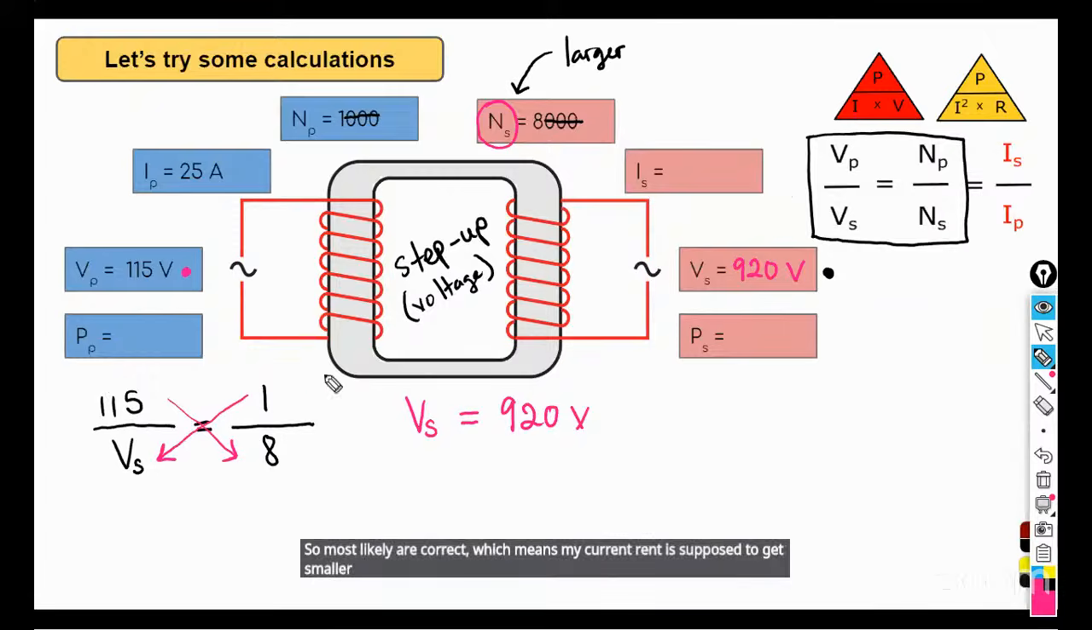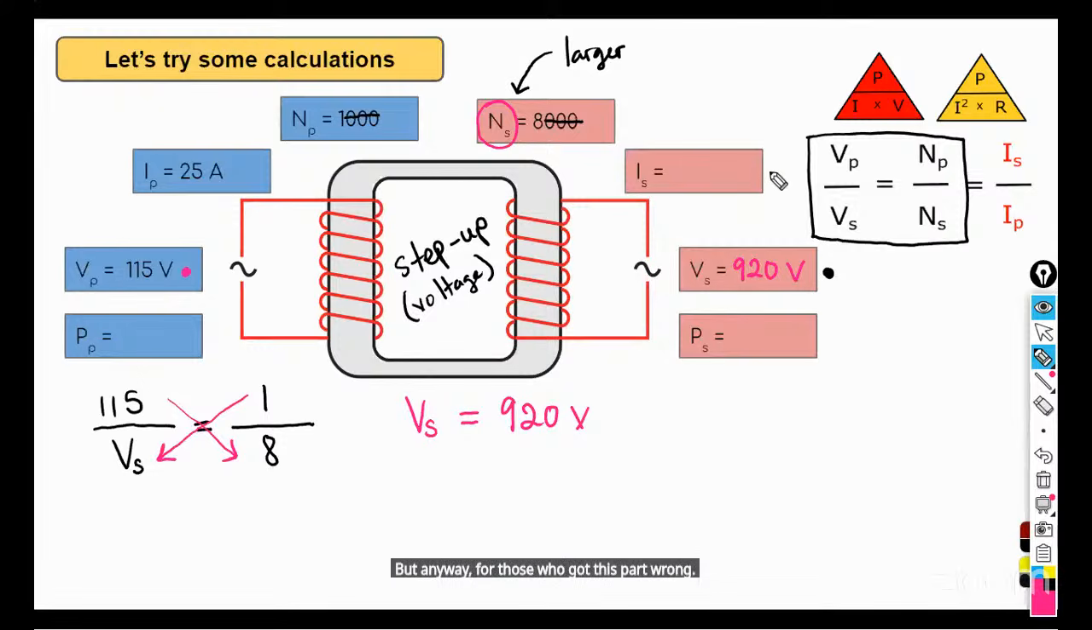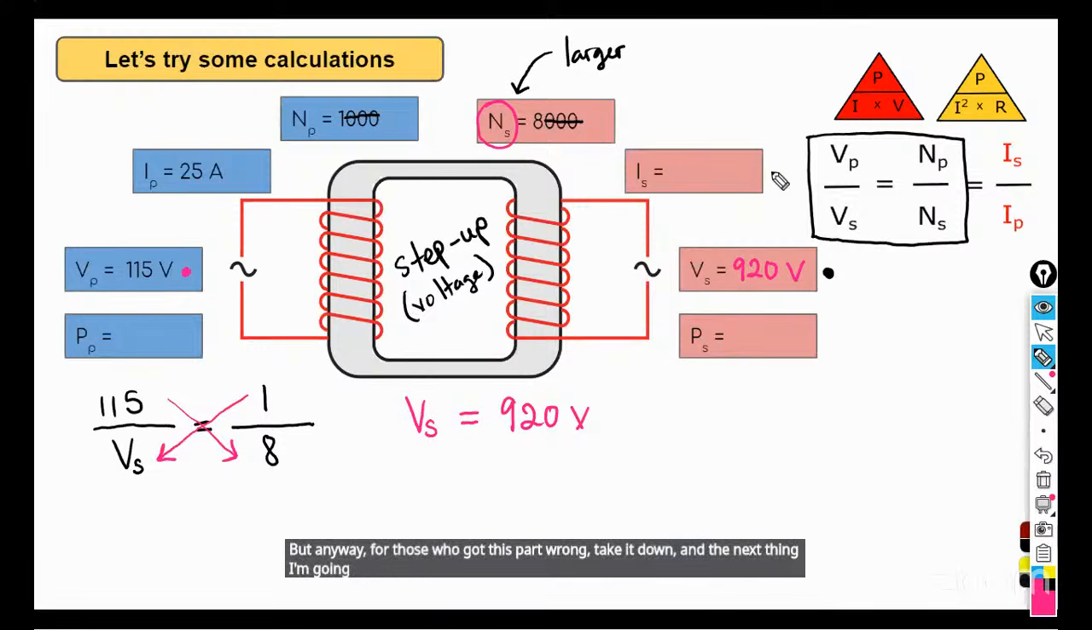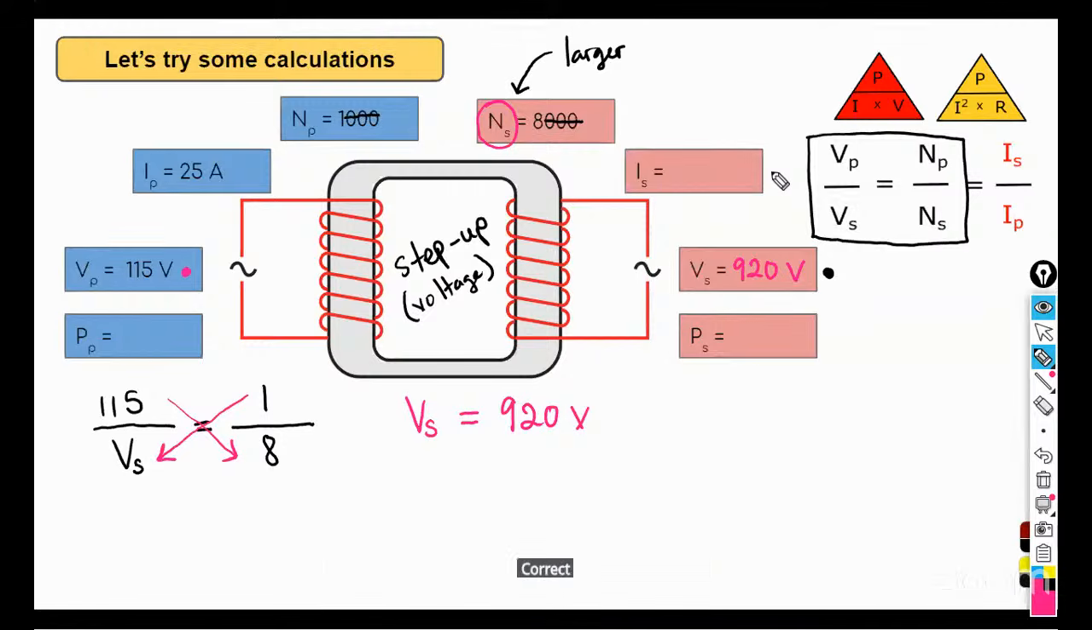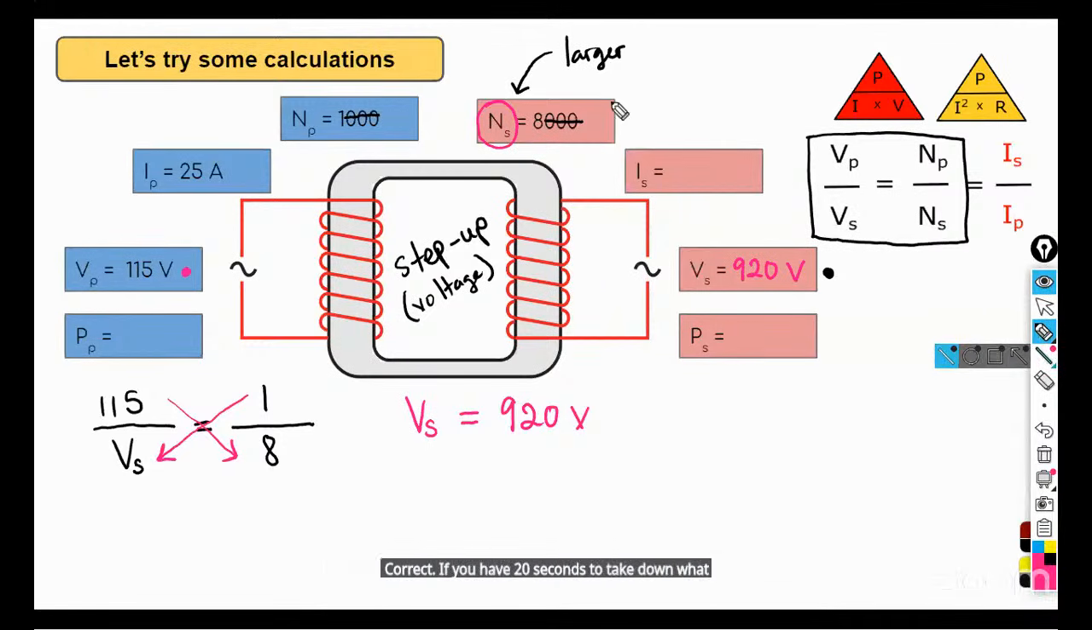But anyway, for those who got this part wrong, take it down. And the next thing I'm going to do is find the current. I'll give you 20 seconds to take down what you need to take down. Right?